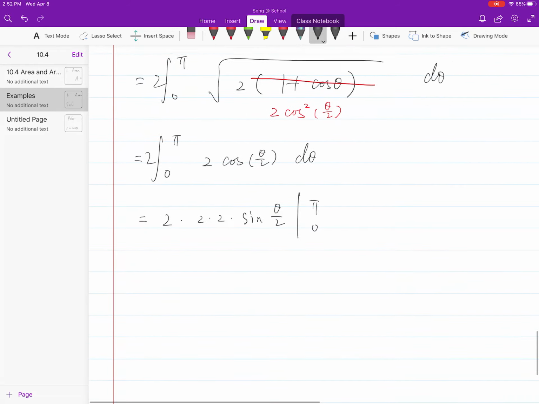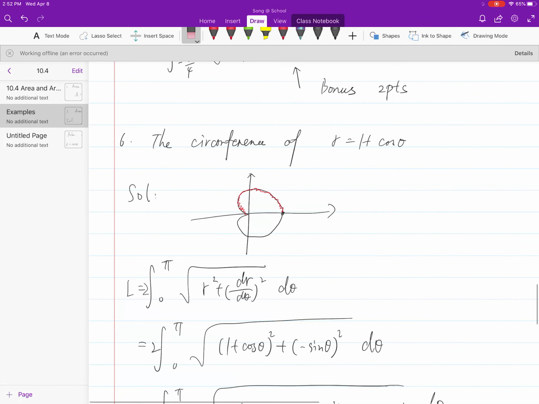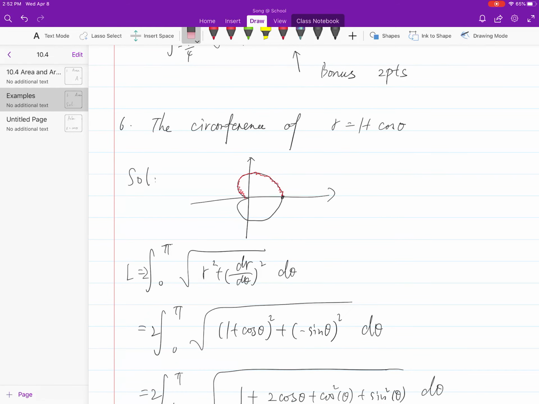Pi and 0. Plug in 0, you got 0. Plug in pi, you got 8 times sine pi over 2, which is just 8. So for the half of the function, one side is 4, but if you double it, you got 8. All right, that's how we are going to do the arc length of this thing.